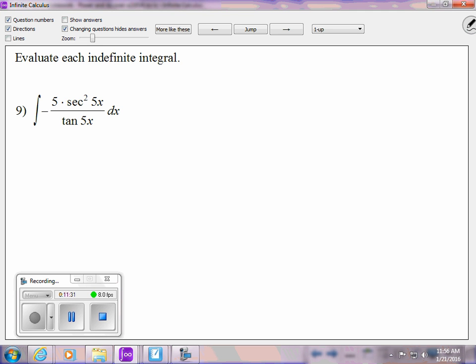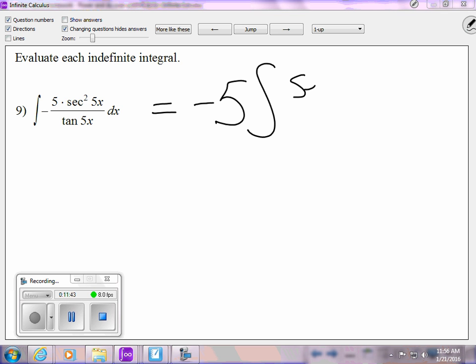First step, number 9. What constant can we pull out? Negative 5 out, right? Don't forget that. So we have negative 5 times the antiderivative of secant squared over tan. In this program, they don't put parentheses around the angles, but I like that.